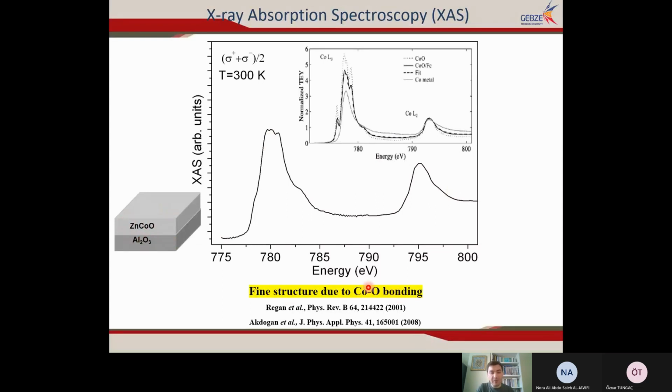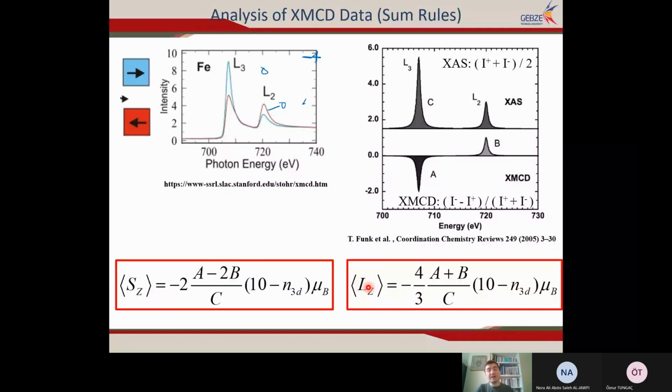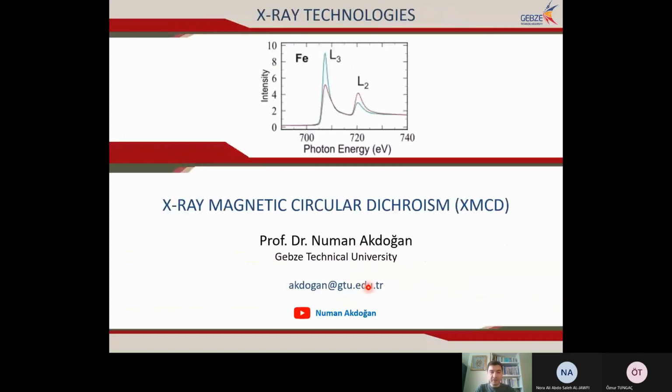So this method is very powerful, element specific, and depending on the element, depending on the layers, you can get element-specific information, layer-specific information. And in addition to that, you can get the data from spin and orbital magnetic moments of elements separately. So with this one, I finish my lecture.